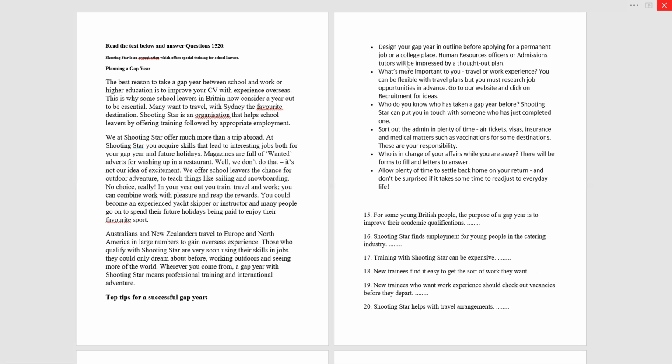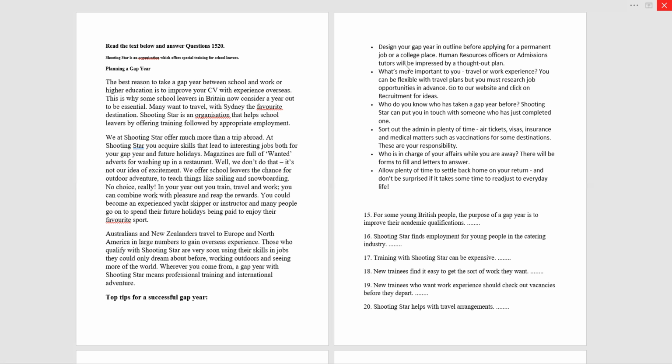Then the next one: training with Shooting Star can be expensive. If you read the whole of this planning a gap year passage, there is no mention of how much it costs. So no expense is mentioned here, and the answer to this question is not given.